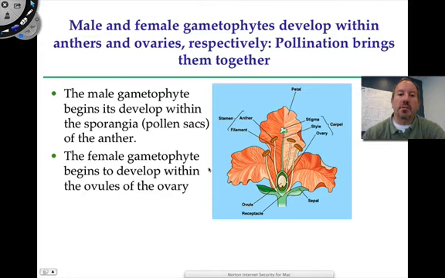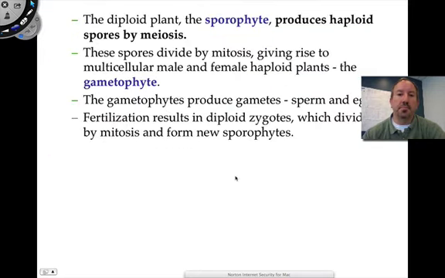And the female gametophyte develops within the ovule, which is located inside the ovary. Oftentimes there's more than one ovule. There's only one shown here in this picture. And so the diploid plant, if you remember this from a previous discussion, is called the sporophyte. The sporophyte produces the gametophytes, and the gametophytes are haploid, and the sporophyte is diploid.